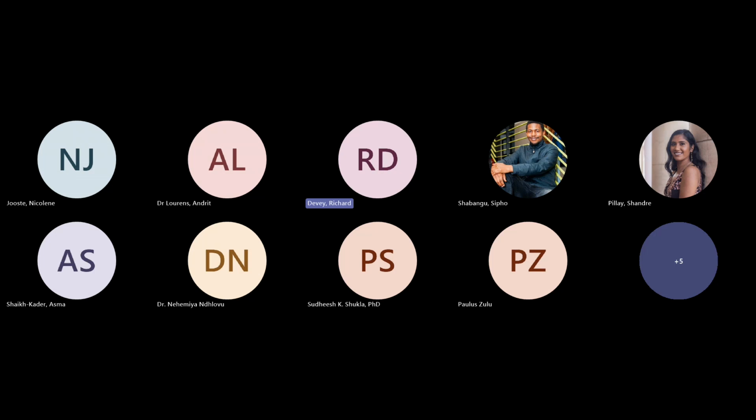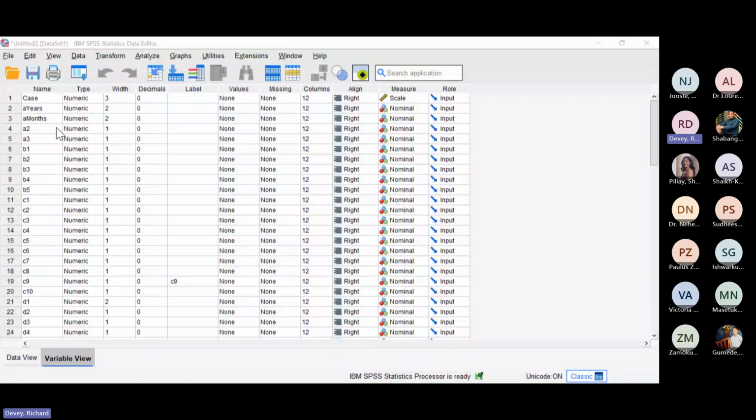Okay, so this is the file that's been imported. So you should see a file which has got case, years, months, A2, A3, and so on. Yes, we can. Yeah, okay. So what I've done is I've basically imported a data file which is based on a questionnaire. So when you import the file into SPSS, it won't have labels attached to the variables. It's just got the data and the variable identifier.